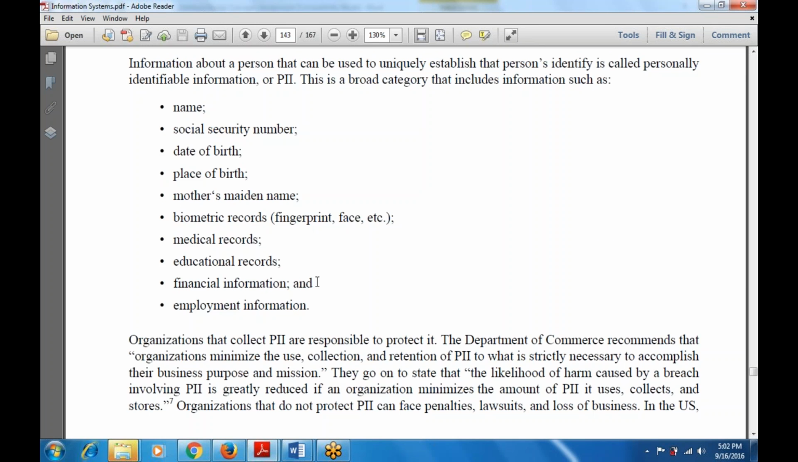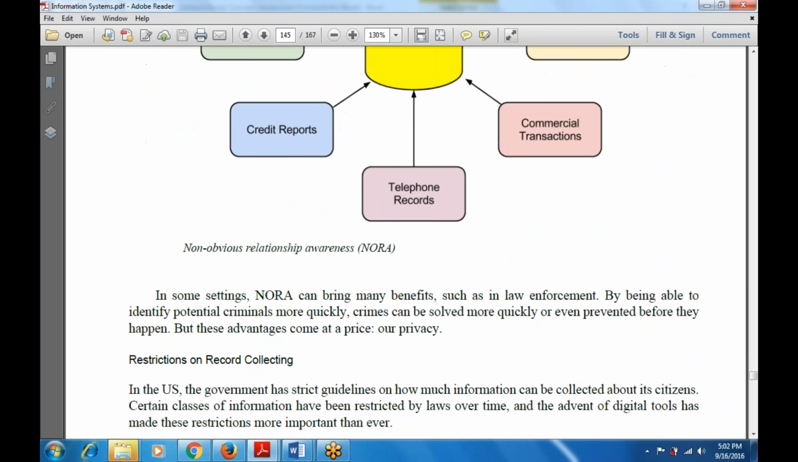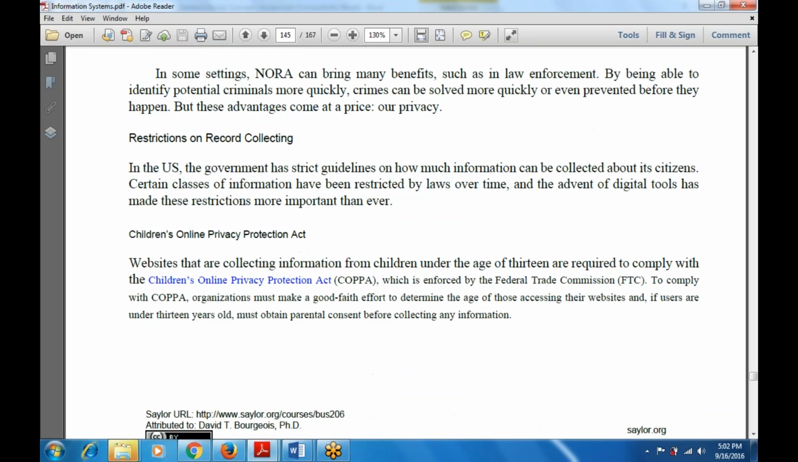Then privacy, meaning that information will be kept private, which we have already discussed. So this is NORA.